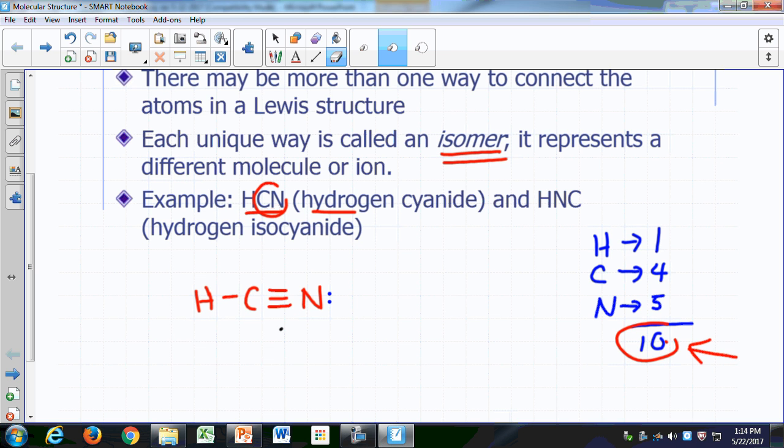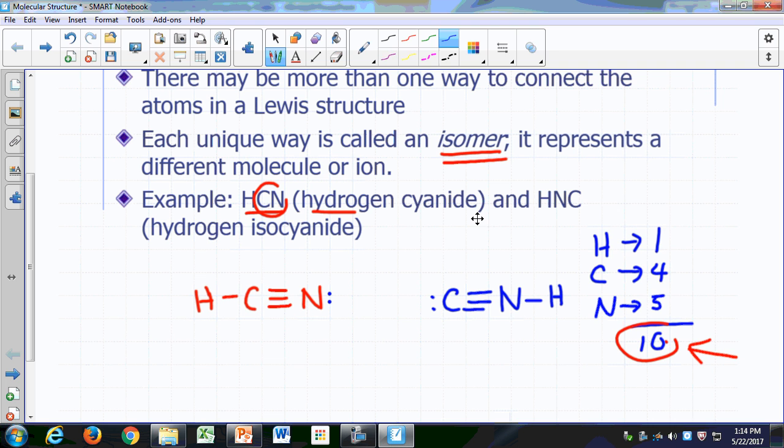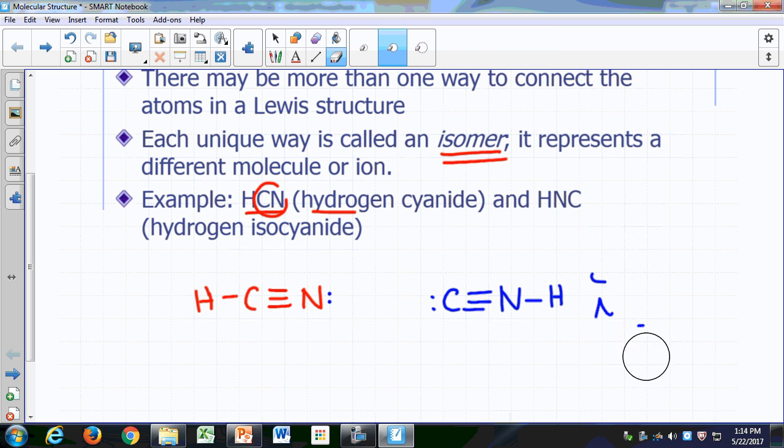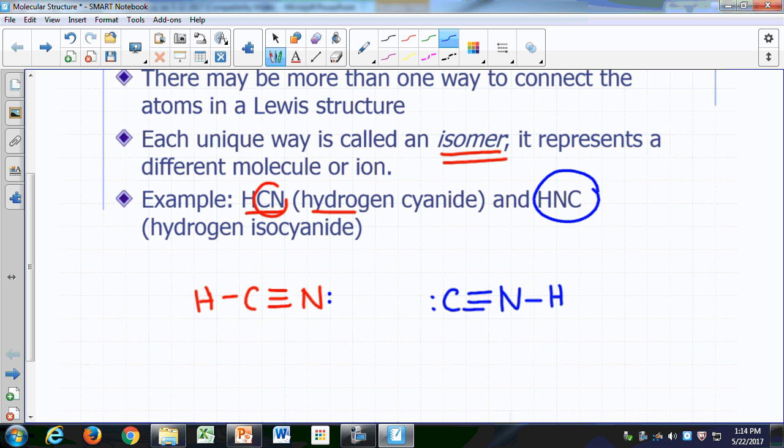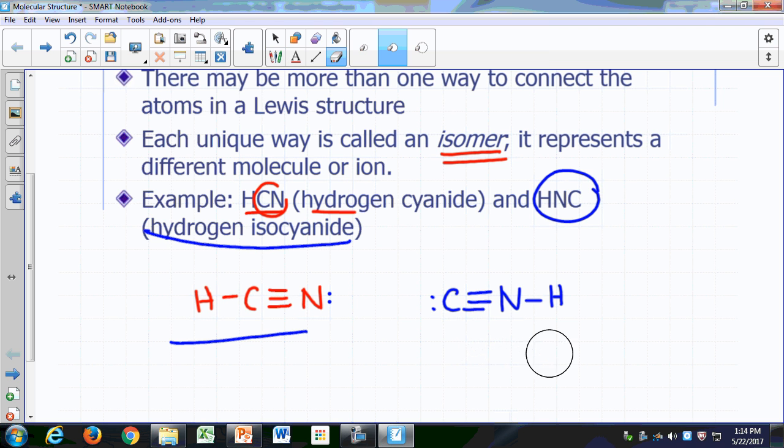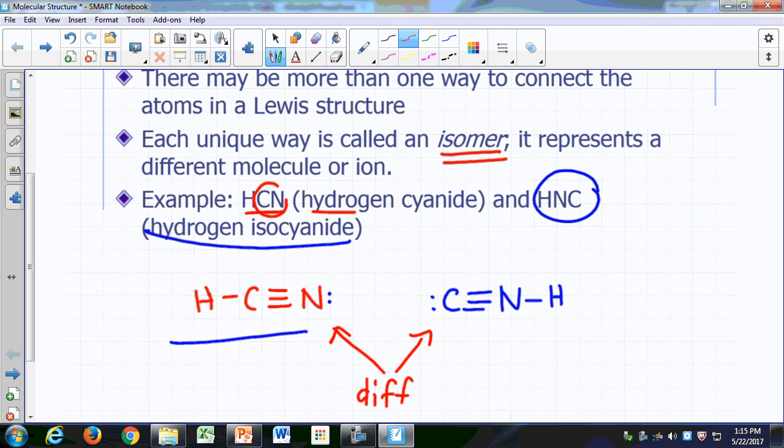But you can also connect the hydrogen to the nitrogen instead of the carbon. So I can put my hydrogen over here, and I have my lone pair on my carbon. If you work that out, you'll see that this is also a valid Lewis structure. This, in fact, H N C, is also known as hydrogen isocyanide. So this is hydrogen cyanide, and this one over here on the right is hydrogen isocyanide. We say these two are different isomers. They're different molecules, so they represent different compounds.